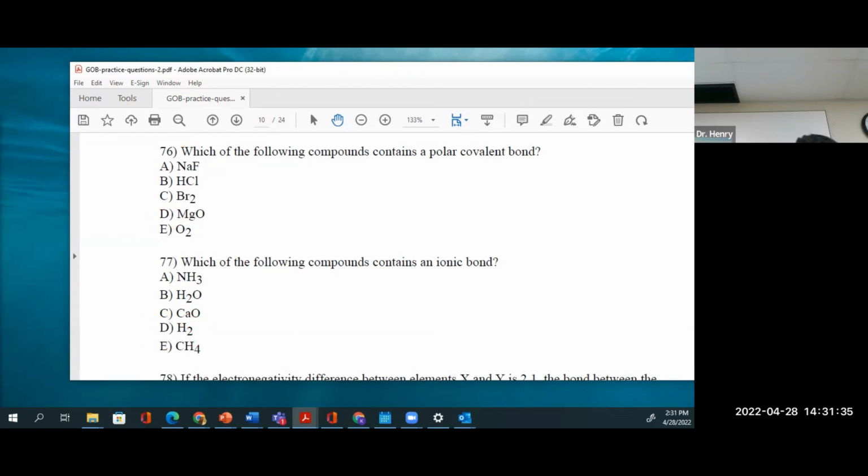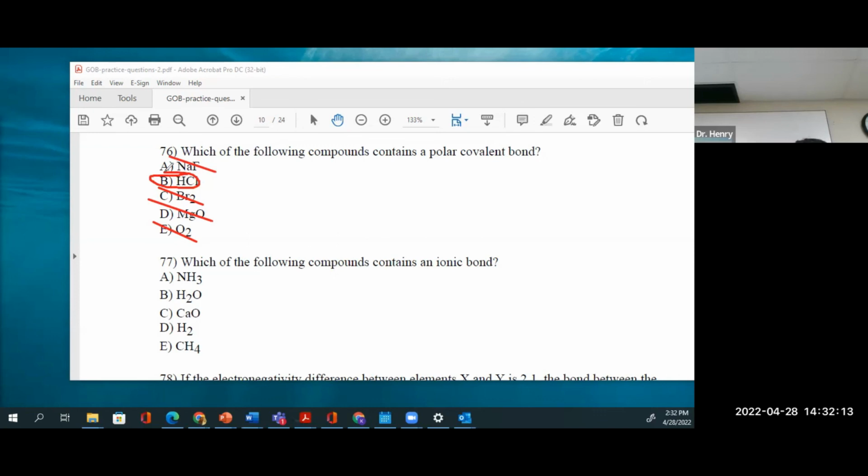Which of the following compounds contains a polar covalent bond? Which ones can we get rid of? We can get rid of this one, and this one. Now, these are exactly the same, so we know those are going to be non-polar. So then the correct answer is B, as long as it doesn't say AQ.